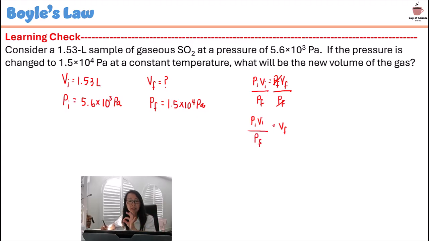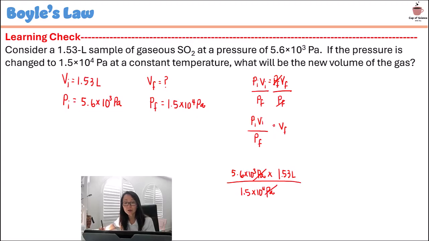Now I can plug in some values here. So my initial pressure is 5.6 times 10 to the third Pascal. Multiply that by volume. So volume initial, 1.53 liters. All over final pressure is 1.5 times 10 to the fourth Pascal. The units of the Pascal can cancel out nicely. And we're left with liters. And that's good because we're looking for the volume, the final volume.